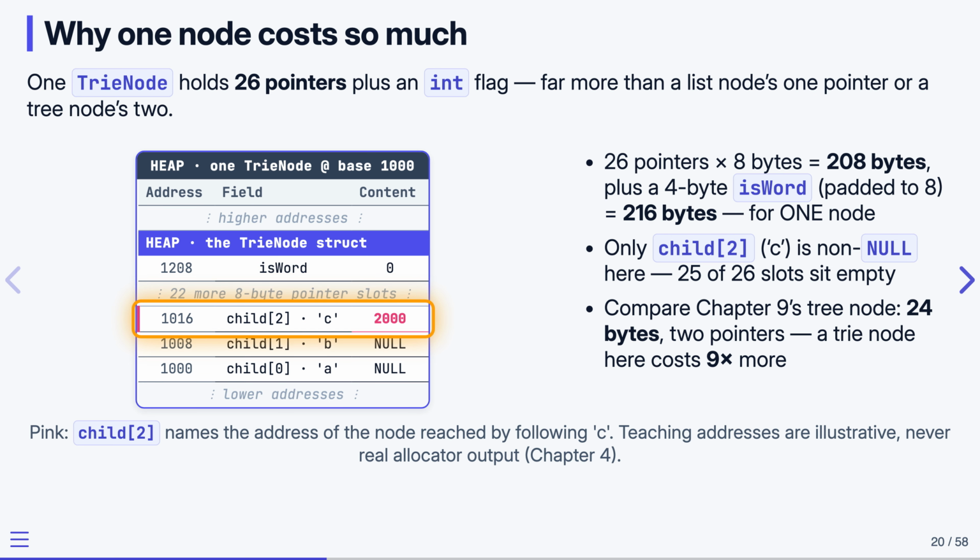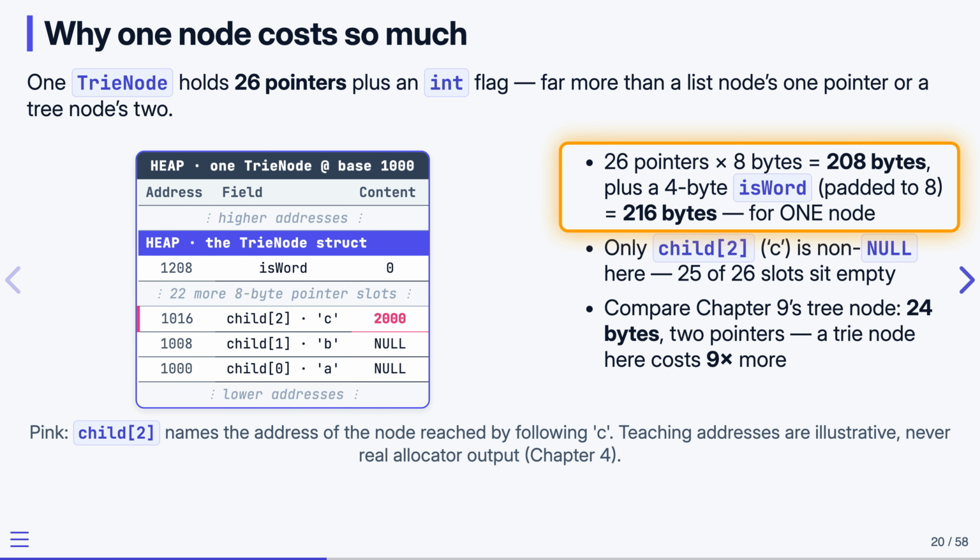The pink row is child at index 2, the slot for the letter C. It is the only slot that points somewhere. It holds the address 2000, which is the node you reach by following C. Child at index 1 is the slot for the letter B. It is null. No word here uses the letter B at this position. Child at index 0 is the slot for the letter A. It is also null. So 25 of the 26 slots are empty.